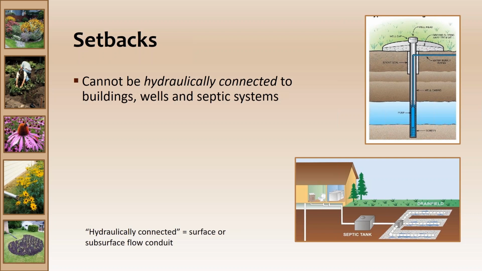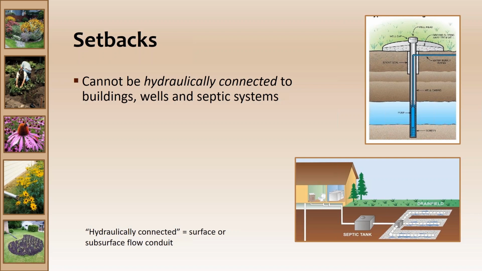and it talks about not allowing the rain garden to be hydraulically connected to buildings, wells, and septic systems. And hydraulically connected is a defined term. I've just shortly defined it right below, where it means that either surface runoff or subsurface flow is connected to the other structure through a conduit. And the conduit can be a very pervious layer of soil.